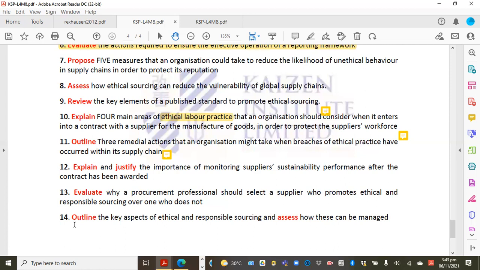But I don't get the question. It says outline the aspects of ethical and responsible sourcing. So you have to say that it prevents fraud, prevents environmental pollution, and also ensures labor standards, and other things. It's like identifying the key aspects of ethical and responsible sourcing. So when you go to the last chapter, what are the key issues we identify?